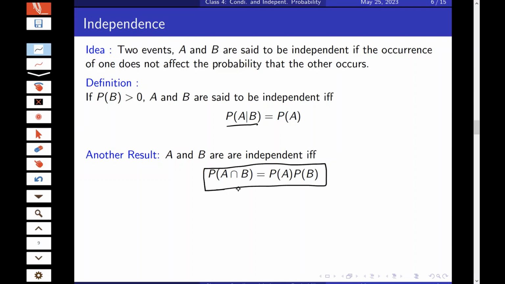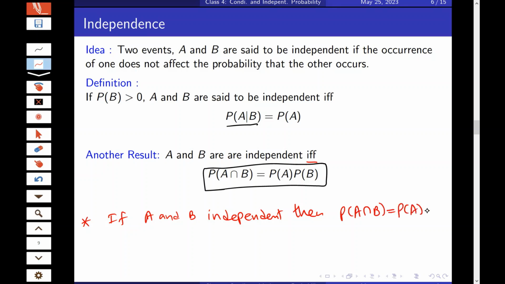Okay, so this second result is more common to show independence. So here again it is if and only if. The if and only if means if A and B are independent, then this should happen. This should be true: the probability of A intersection B should be equal to the probability of A times the probability of B. So that means the left-hand side should be equal to the right-hand side.